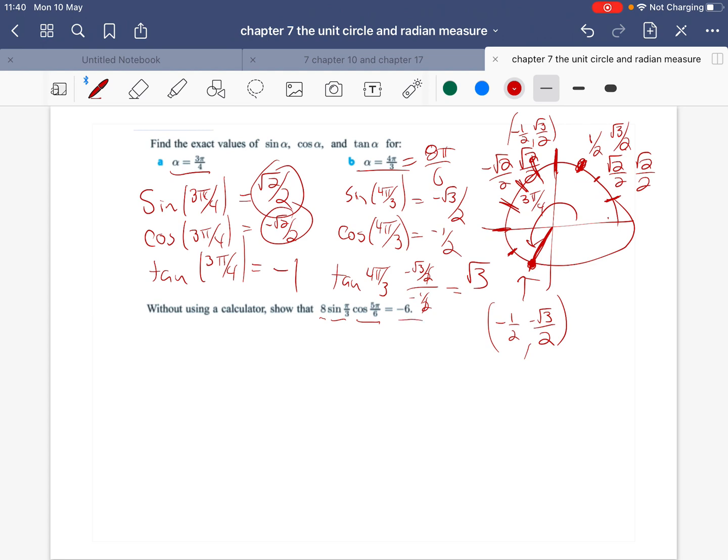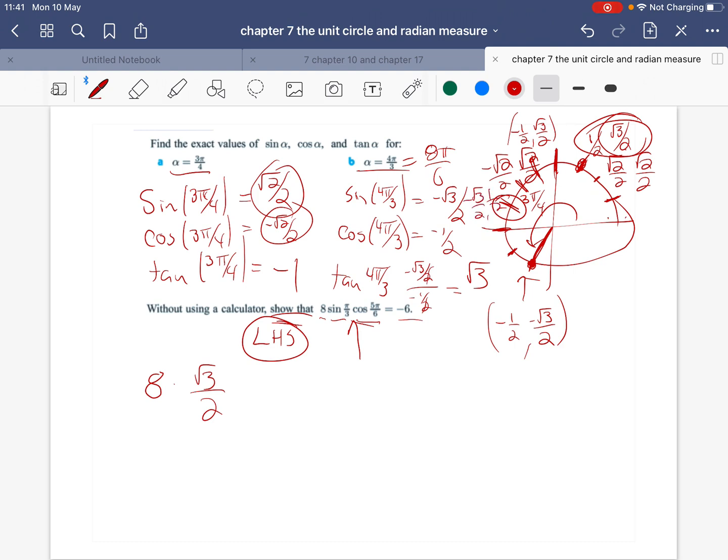All right, you, without using a calculator, show that 8 sine of pi over 3 times cosine of 5 pi over 6 is negative 6. Okay, whenever it says show that, you have to work from the LHS. This is left-hand side, so we got to work from here. So pi over 3 is this one right here. So the sine of pi over 3 is root 3 over 2. 8 times root 3 over 2.